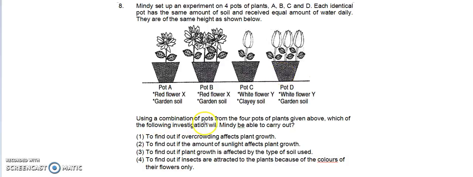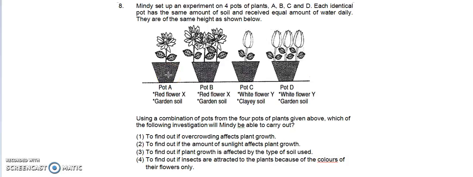Using a combination of pots from the 4 pots of plants given above, which of the following investigation will Mindy be able to carry out? So if we take a look at the first one, to find out if overcrowding affects plant growth. This is possible because the change variable needed for overcrowding would be the number of flowers.